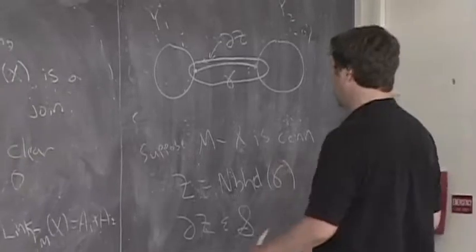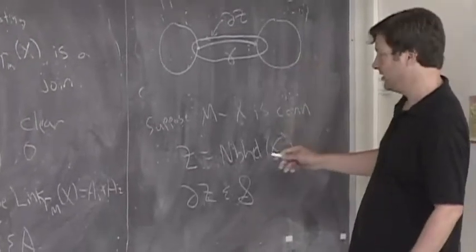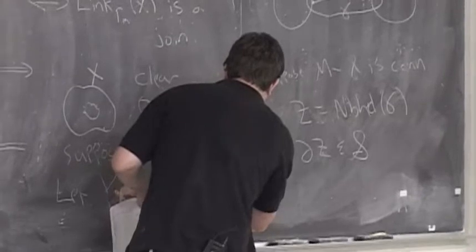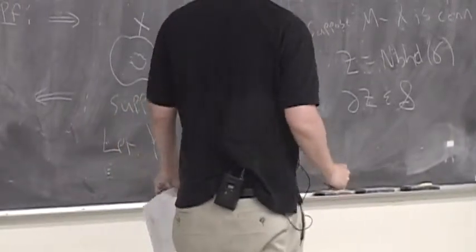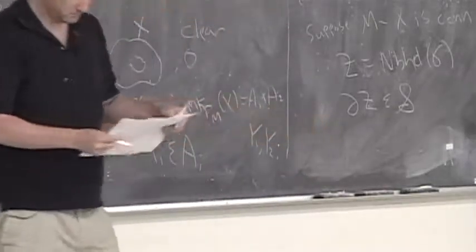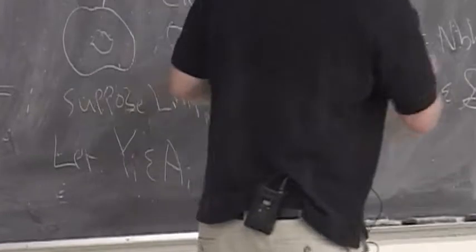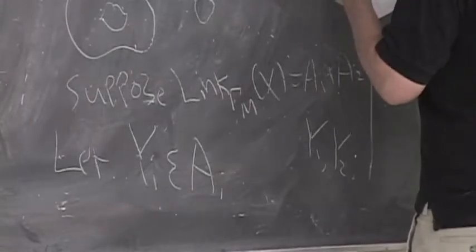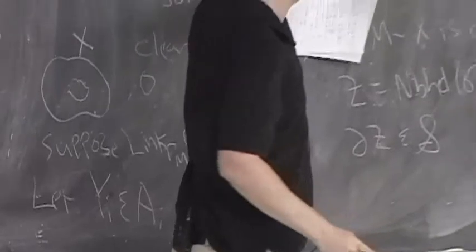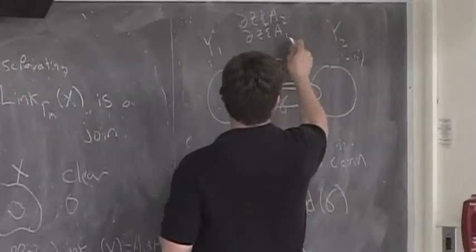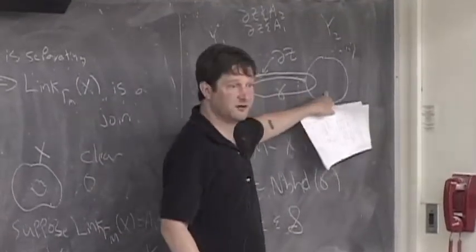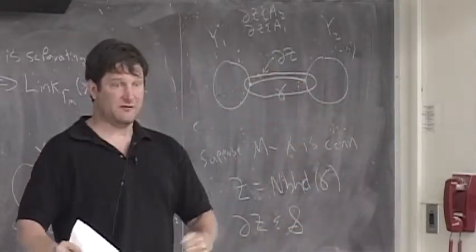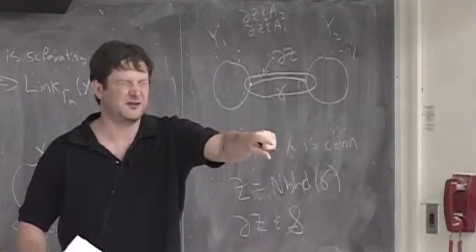And so there's already a contradiction. Why is there a contradiction? Oh, these are in the link. So Y1 and Y2, wait. Boundary Z intersects Y1, so boundary Z is not in A2 because it intersects Y1. And boundary Z is not in A1 because it intersects Y2. So it's not in either piece of the link, because if I was in A1, I'd be disjoint from everything in A2.